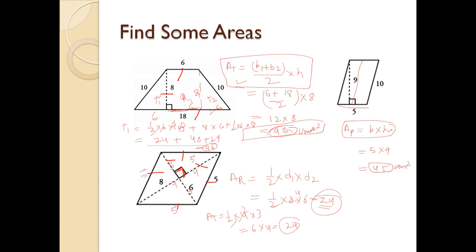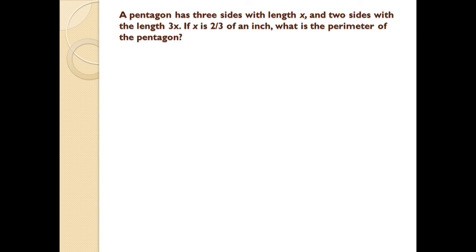So now we will do some basic problems which are asked in the Manhattan book used for the GMAT examination. The first problem: a pentagon has 3 sides with length x and 2 sides with length 3x. If x is 2 by 3 of an inch, what is the perimeter of the pentagon? Let us solve this question.